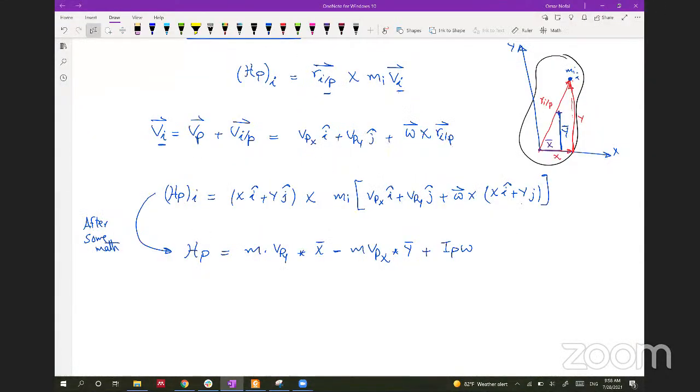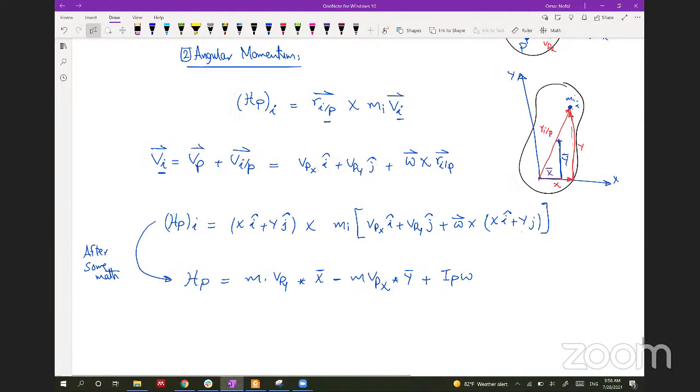Right. Okay. So this is the angular moment of inertia, and then let's say if point P is the center of mass, the CG of the body, what will happen? If point P coincides with the center of mass, that means that x bar equals y bar equals 0, because these distances will be equal to 0.